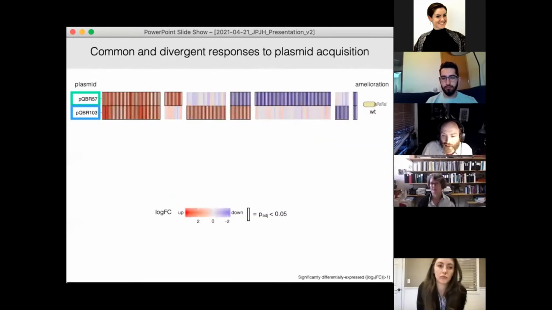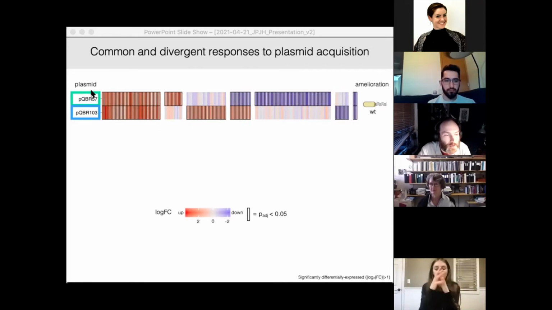So what are the responses to plasmid acquisition then? What I'm showing here is a heat map. Each column is a differentially expressed gene, either following Pqbr57 acquisition or following Pqbr103 acquisition. I've grouped them according to their response to the different plasmids, whether they're upregulated in red or downregulated in blue, in both plasmids, in one plasmid, in the other plasmid, in opposite conditions, and so on. These are the differentially expressed genes, more than twofold differentially expressed, and the ones which are boxed in have a false discovery rate of less than 0.05.